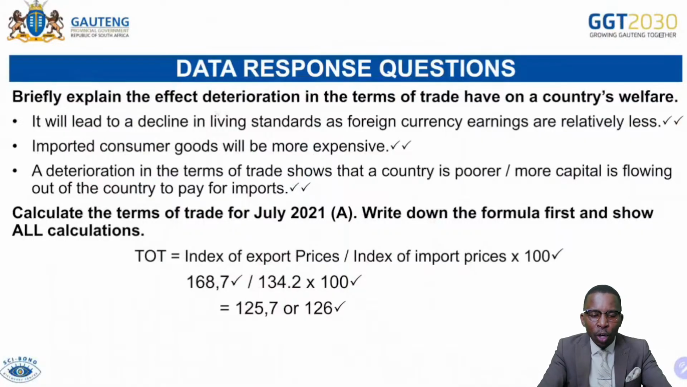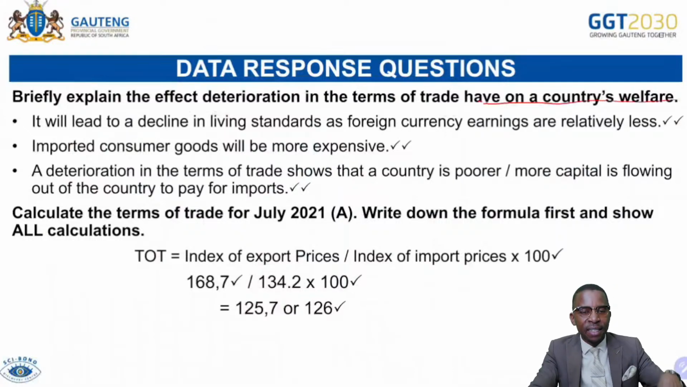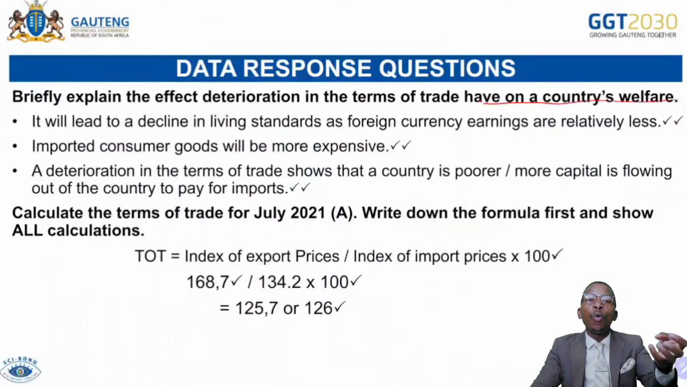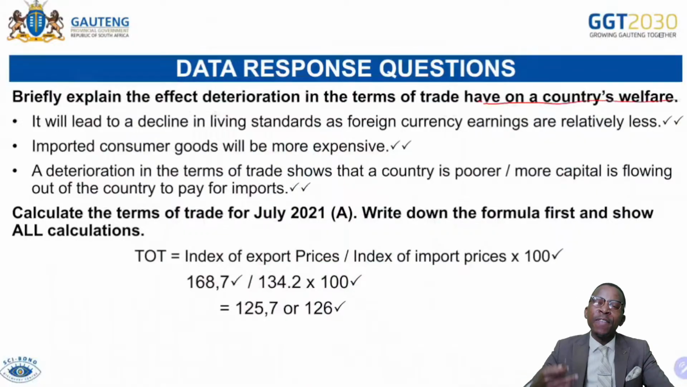Briefly explain the effect the deterioration in terms of trade has on the country's welfare. If ever terms of trade are decreasing, how does that affect the country's welfare? Let me give you a brief. As our terms of trade are decreasing, there will be less money flowing into the country as payment for exports, meaning there will be less export earnings. Should we have less export earnings as a country, there will be less inflow of money or cash injection that can be used to further economic objectives in the country.